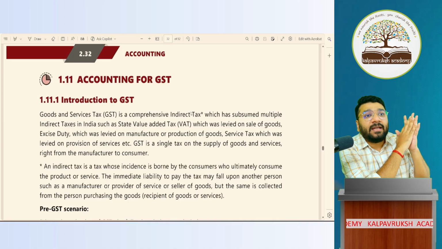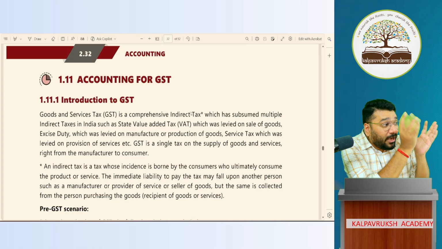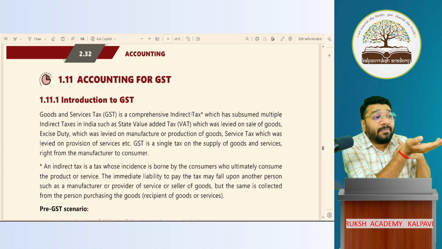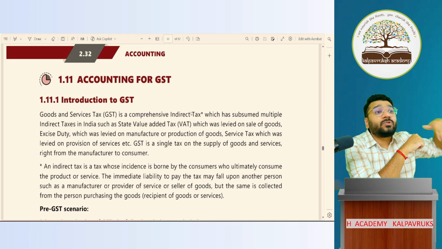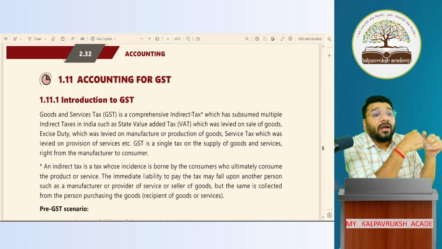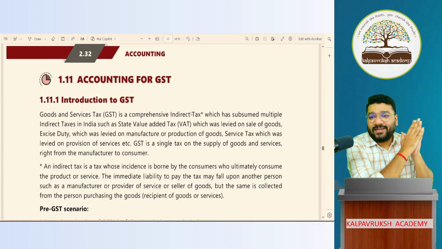When a purchase has been done, when you pass a sale entry, along with that, if GST is triggered, how will you pass the entry? What will you debit? What will you credit? That accounting is what we are going to learn here. Got it, not got it? Yes. Very good.